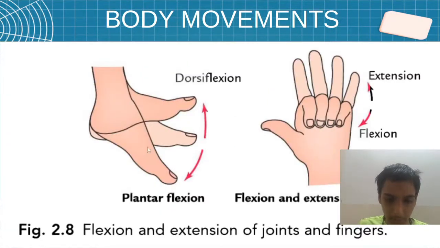And this is plantar flexion and this is dorsiflexion. Plantar flexion is towards the ground, dorsiflexion is above the ground. And there is flexion and extension in the fingers. Here you can see flexion, extension, like this.